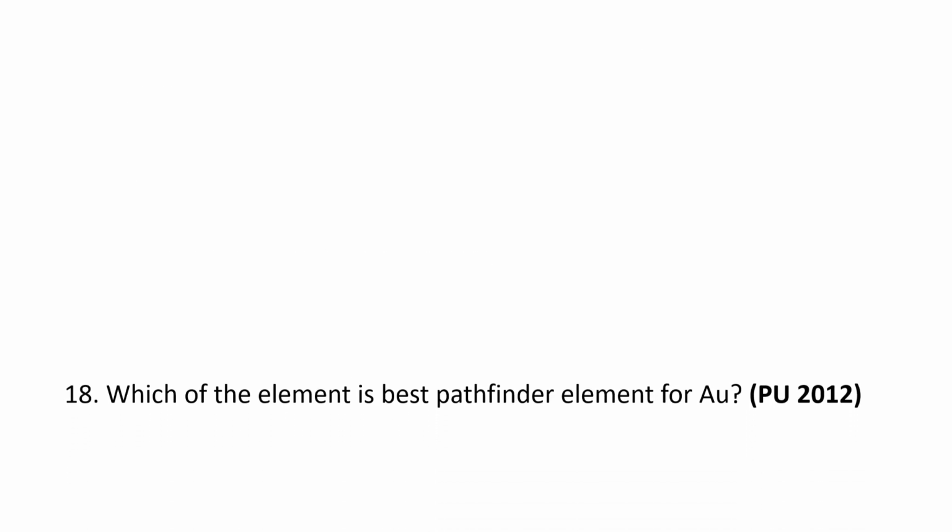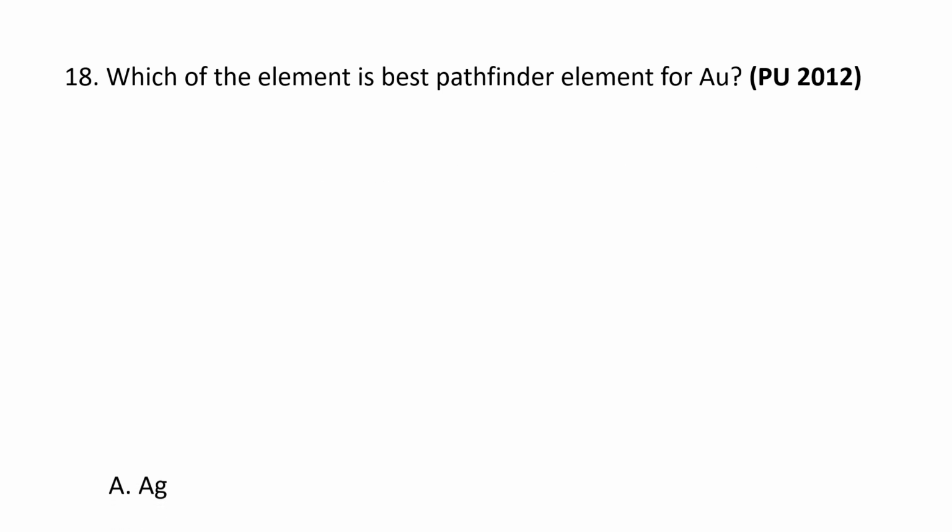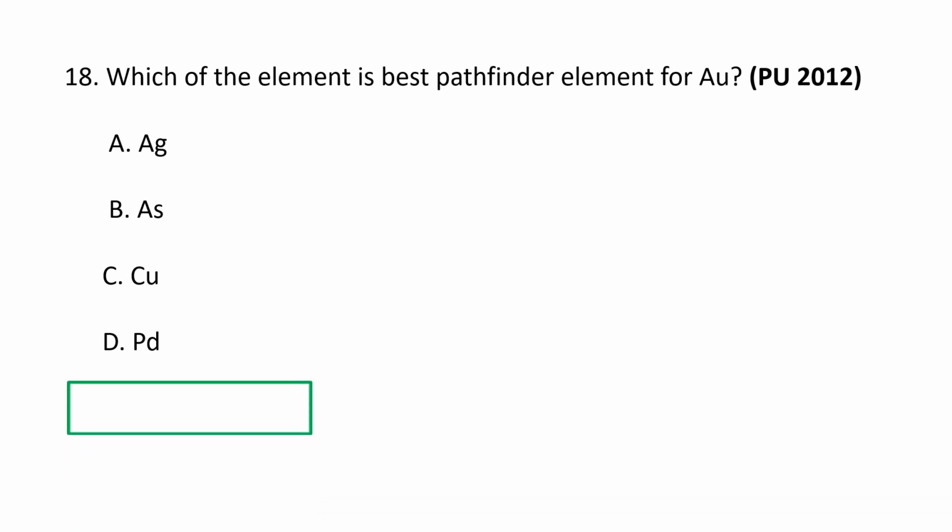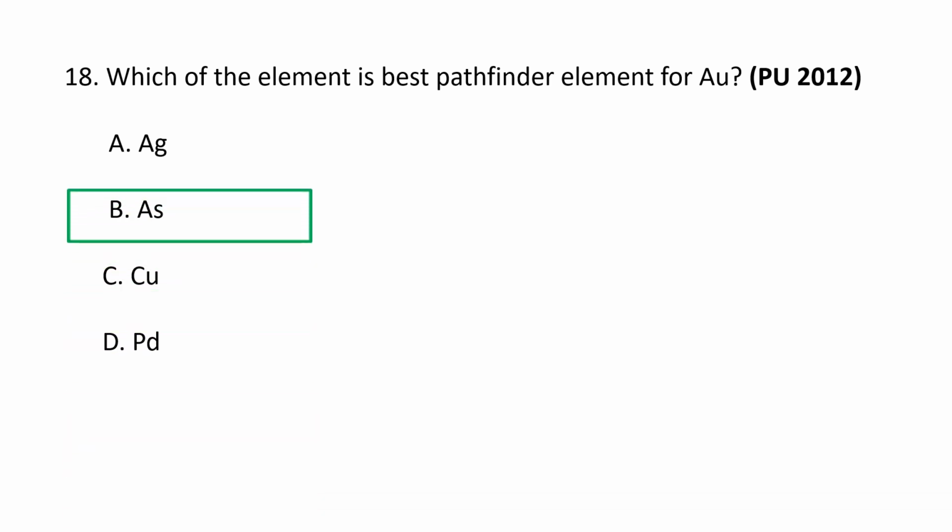Next question. Which of the element is best pathfinder element for gold? Options are A. Silver, B. Arsenic, C. Copper, and D. Lead. So the correct option is B. Arsenic.